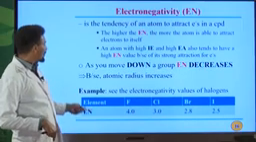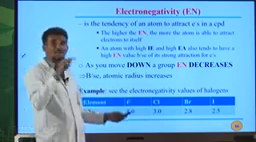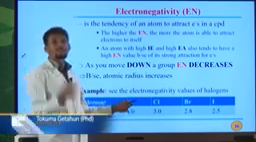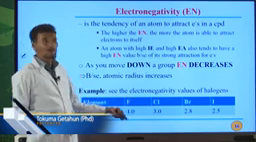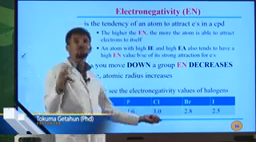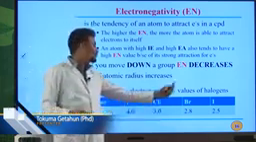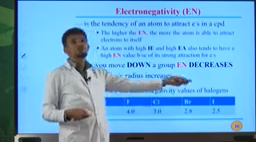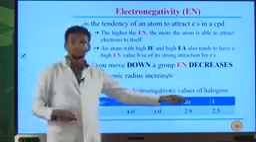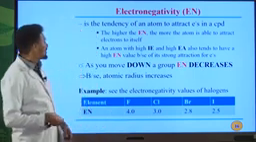Let us see an example. The most electronegative element is fluorine. Its electronegativity value is 4. Chlorine has an electronegativity value of 3.0, bromine 2.8, iodine 2.5. So down the group, electronegativity decreases all the time. Remember this one.